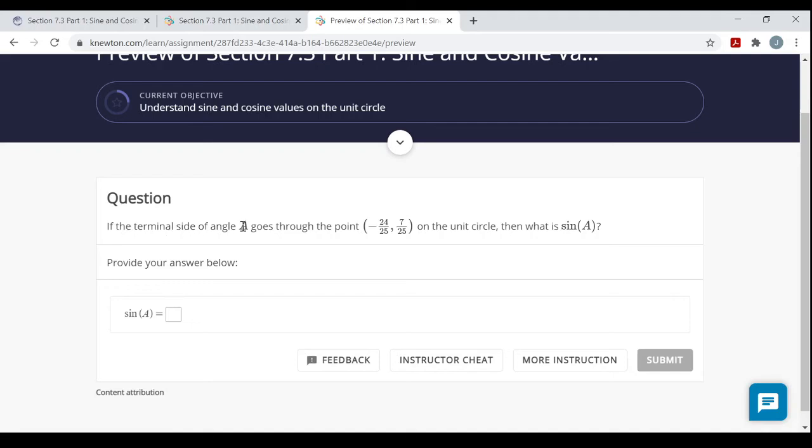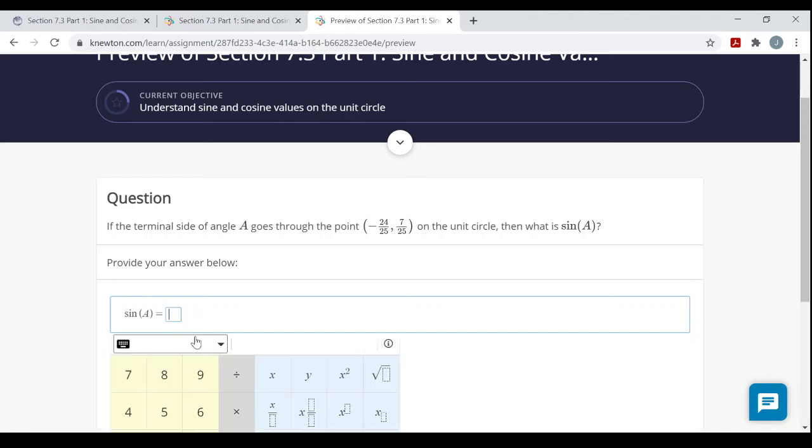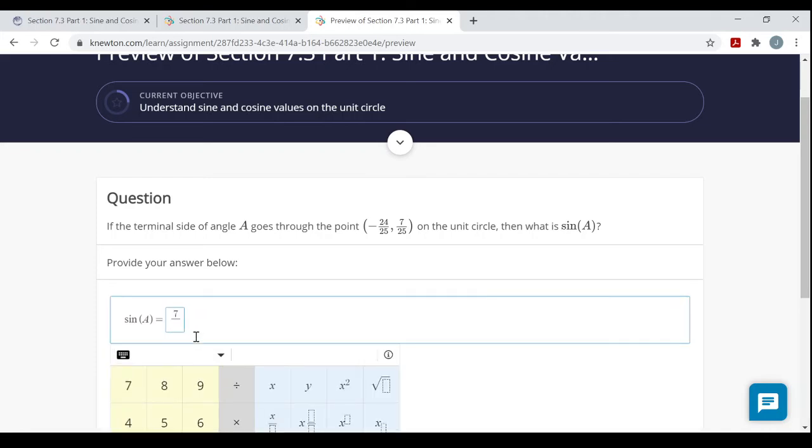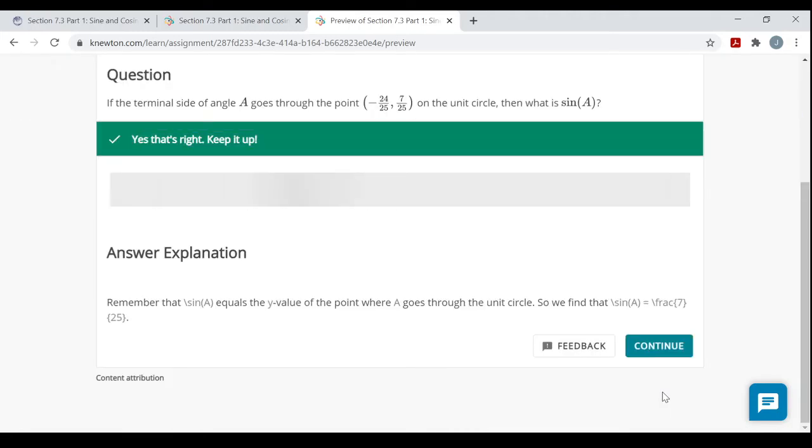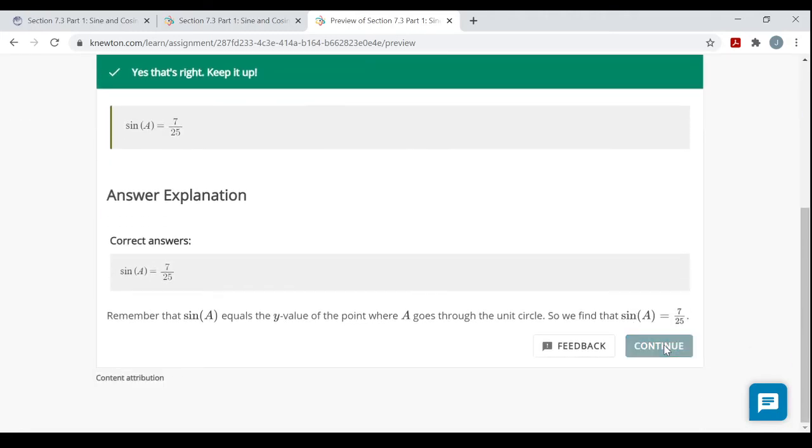So if the terminal side of angle A goes through this point on the unit circle, what's the sine of angle A? Remember, the sine of the angle that you've drawn is the y coordinate of the point on the unit circle that you stop at. So 7/25. The y coordinate is the sine of the angle when you stop at a point on the unit circle, right? Just a point that's 1 unit away from the origin. So pretty simple, that, hopefully.